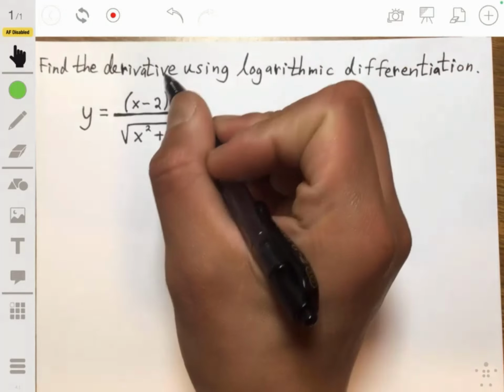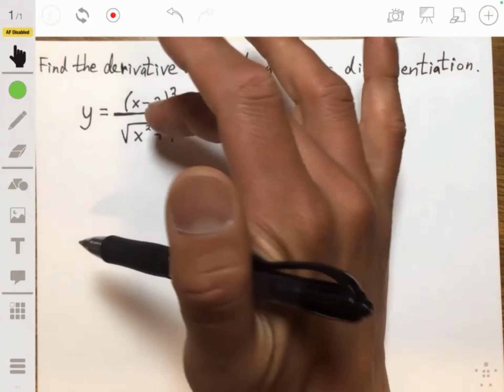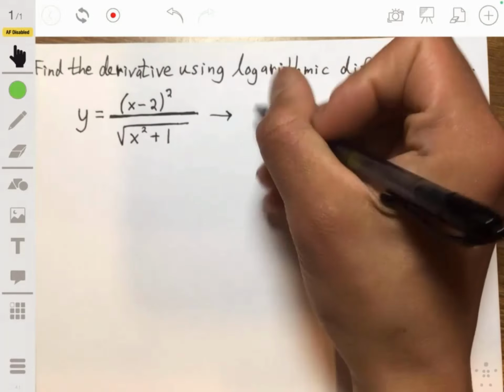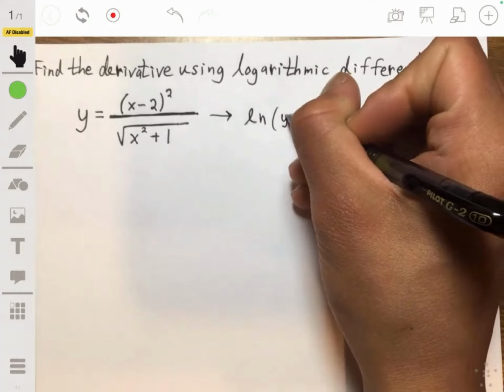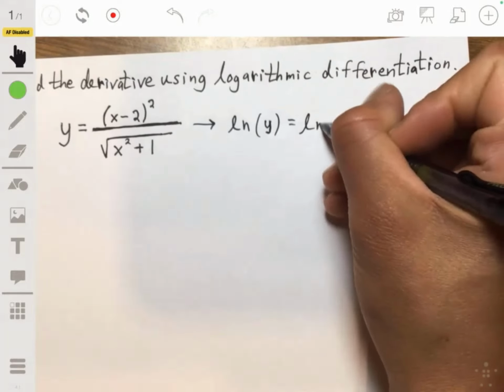All right, so we're gonna take the derivative by using logarithmic differentiation. So what we're gonna do first is take the natural log of each side. So then we'll have the natural log of y be equal to the natural log of all this.